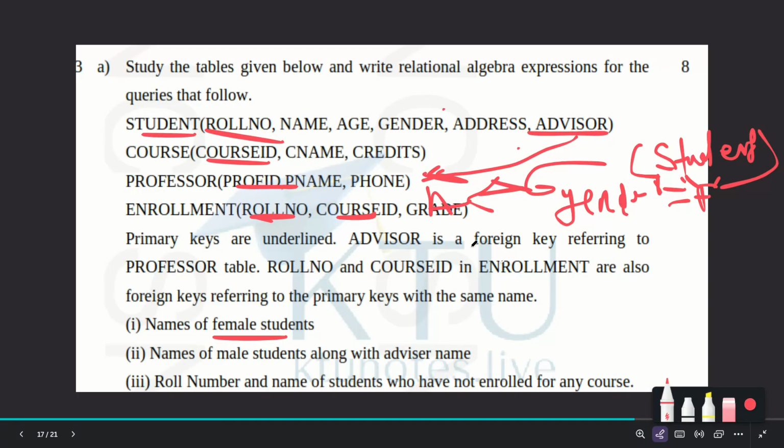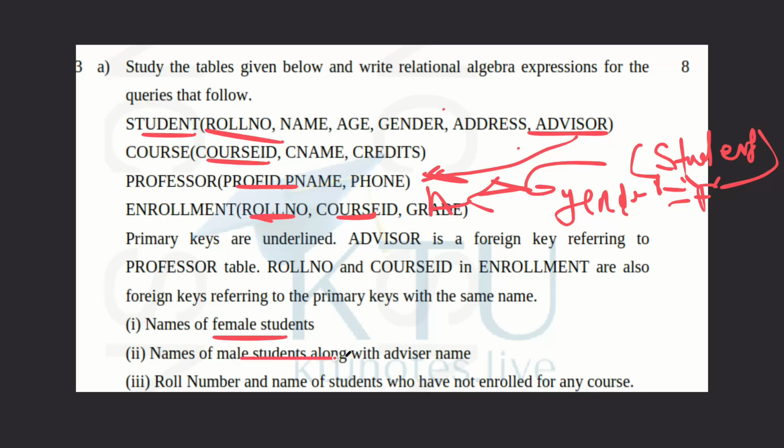Now next is the names of male students along with their advisor name. Now you have to understand that we have to find the names of the male students and also their advisor, but this advisor is actually the foreign key referencing the professor's primary key, which is professor ID. So advisor would be the ID, not the name. So we need to get this name.